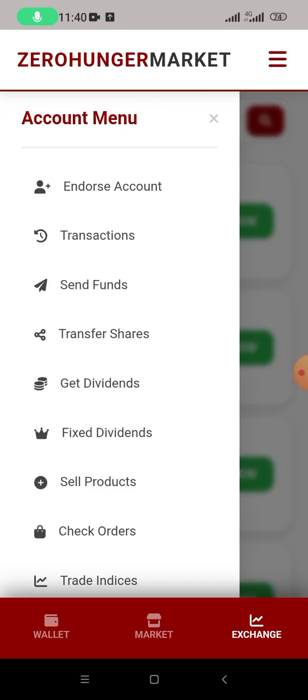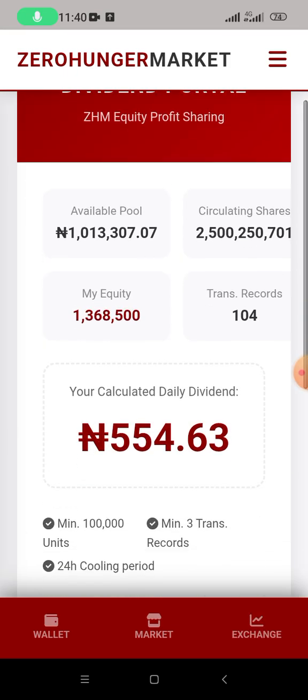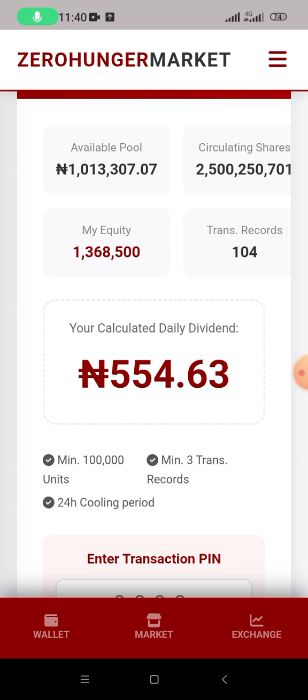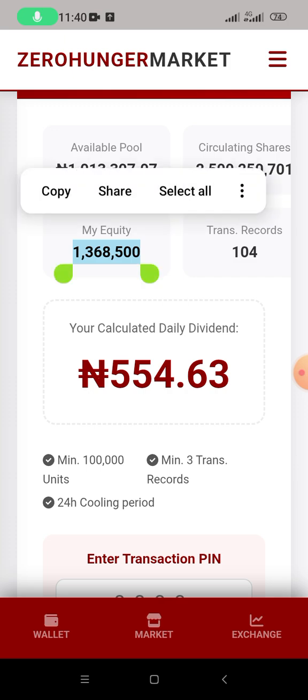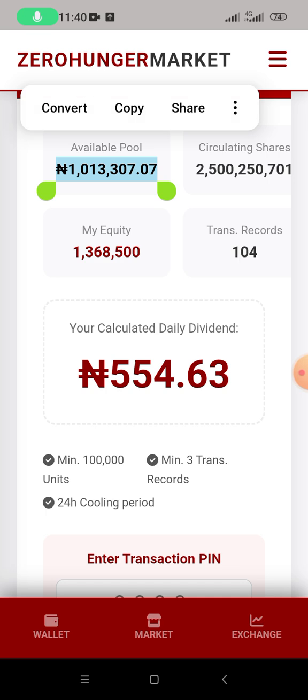If I go to menu now, I go to get dividend. So I'm qualified for 554 naira for today. And how many units do I have? I have 1.3 million units. This money can increase or decrease based on the available money here.